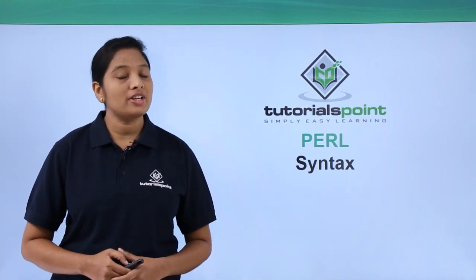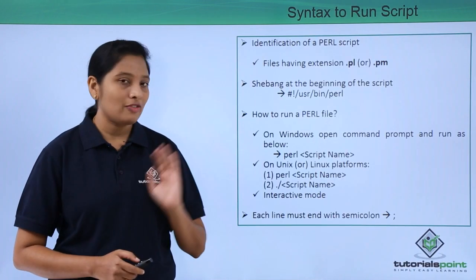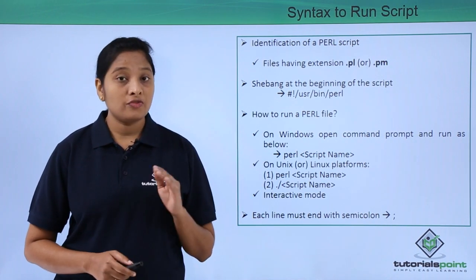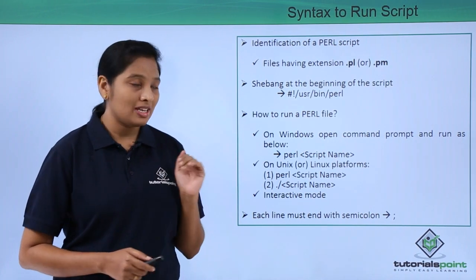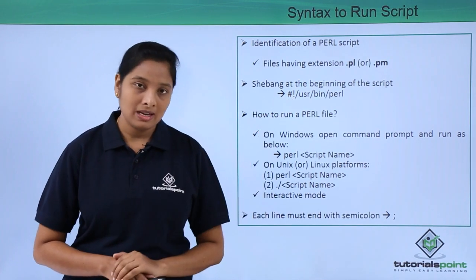In this video, I am going to explain the syntax on how to run a Perl script. Firstly, to identify a Perl script, the extension has to be .pl or .pm. The first line of the Perl script has to be a shebang. It should be followed by hash exclamatory mark followed by the Perl interpreter path.